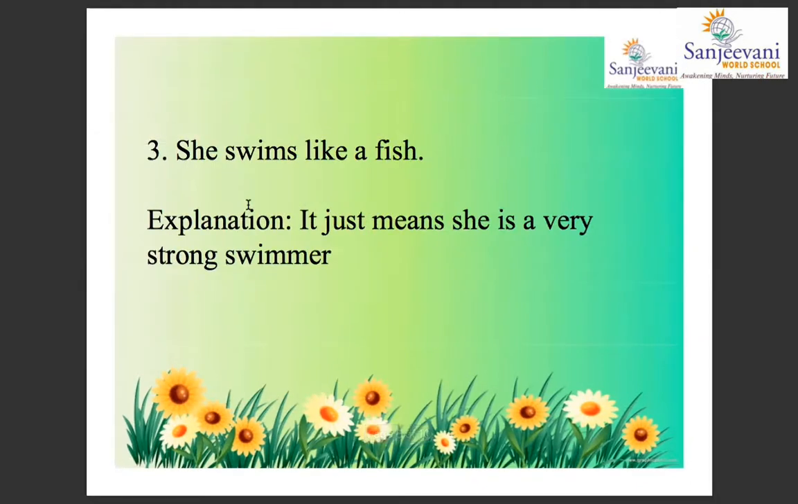Let's see. She swims like a fish. Now take a look at the sentence again. She swims like a fish. What does this exactly mean? It just means that she is a very strong swimmer, right? Because fishes swim so beautifully, that is what they are about. Fishes swim in the water. So anybody who swims really well, you can say the sentence like she swims like a fish.